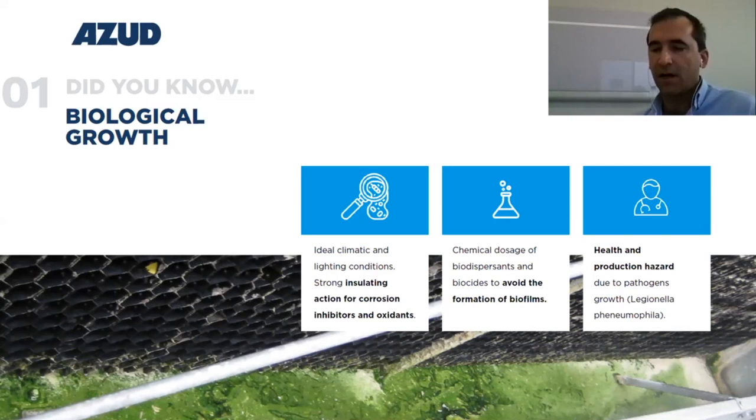Sometimes the environment will also help the biological growth, as the climate conditions and also the lighting conditions will be ideal. So it will have a strong insulation action against corrosion inhibitors and oxidants. Biocide or disinfectant is needed to maintain residual dosing, also to avoid Legionella, as Legionella is the most dangerous bacteria for the cooling tower, which can also produce human infections and eventually the shutdown of the factory if the water contains this bacteria.